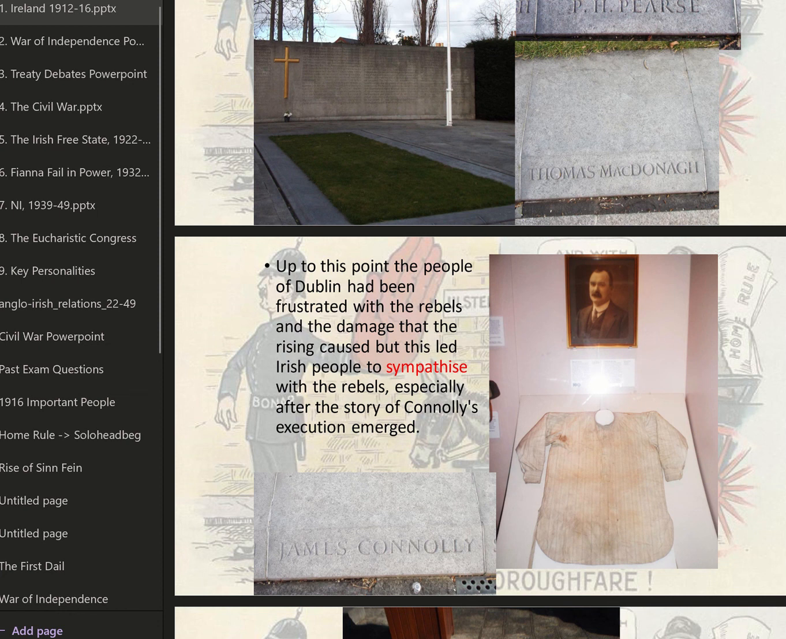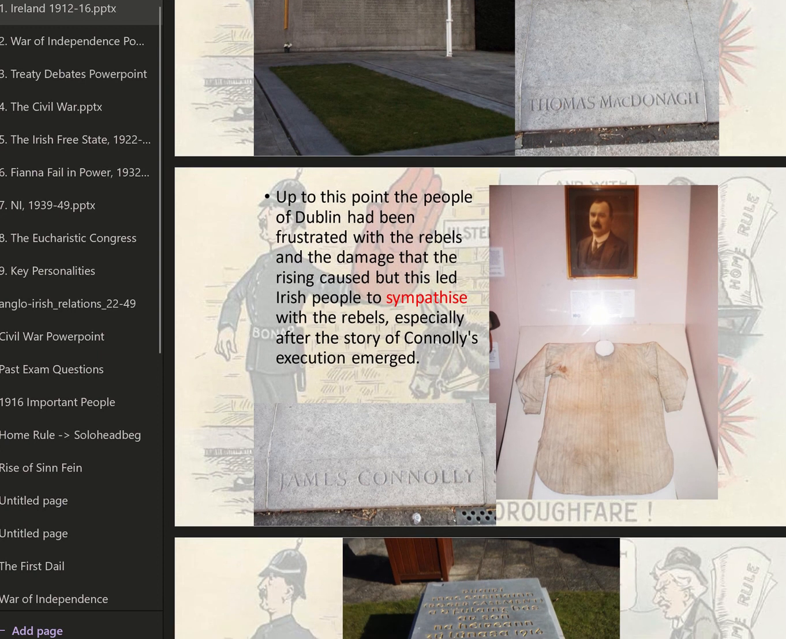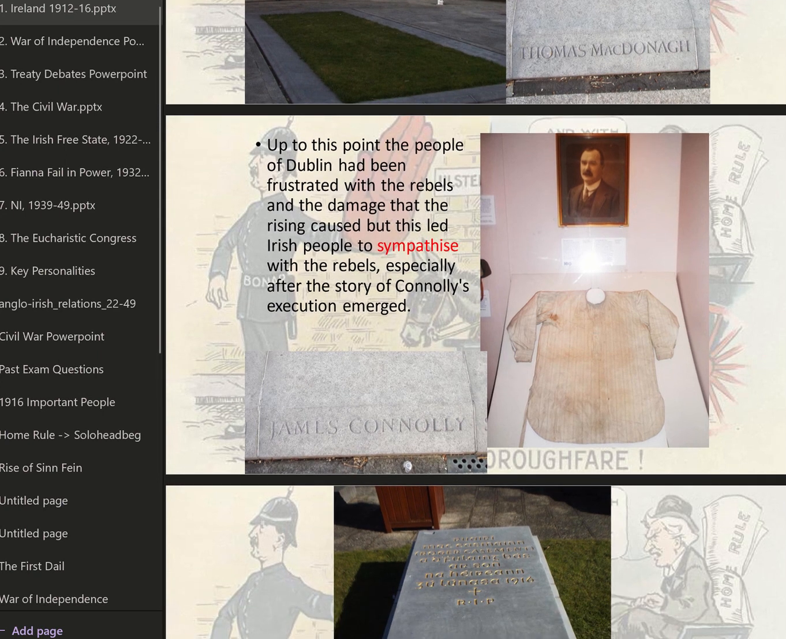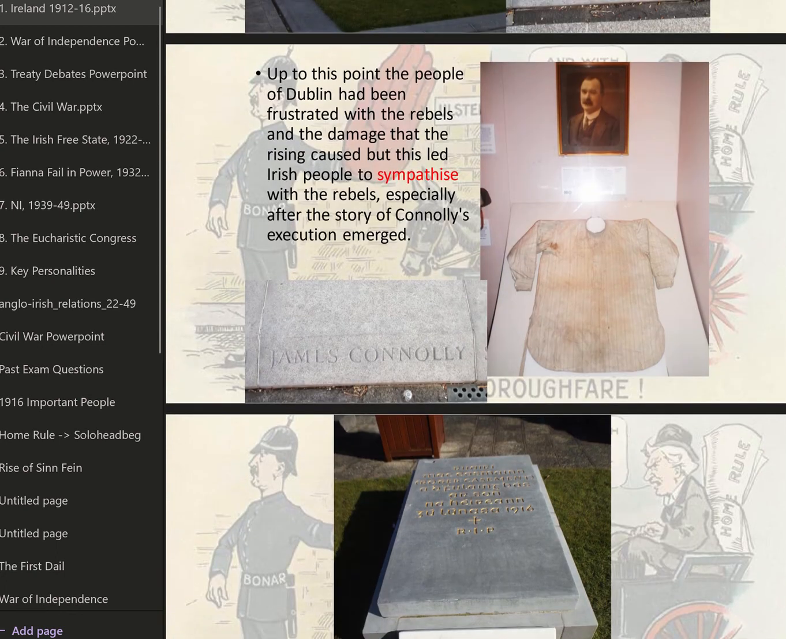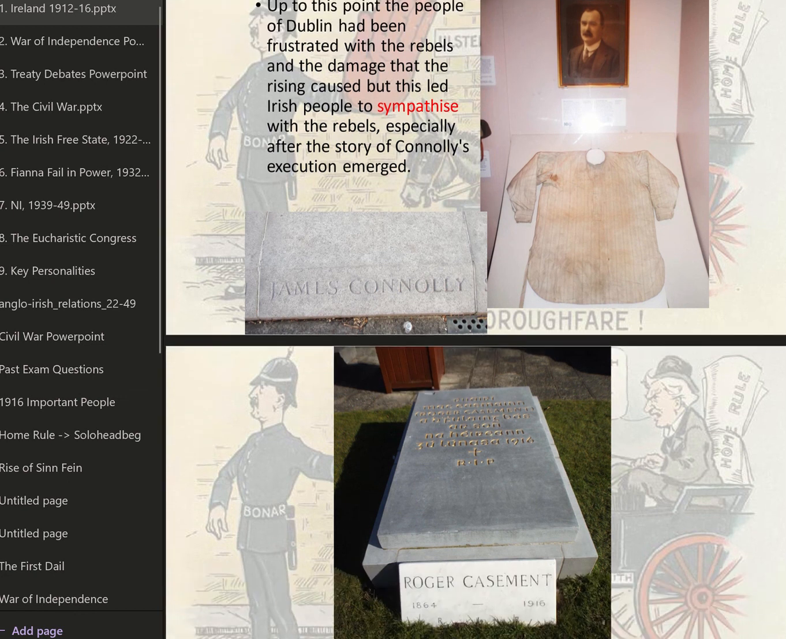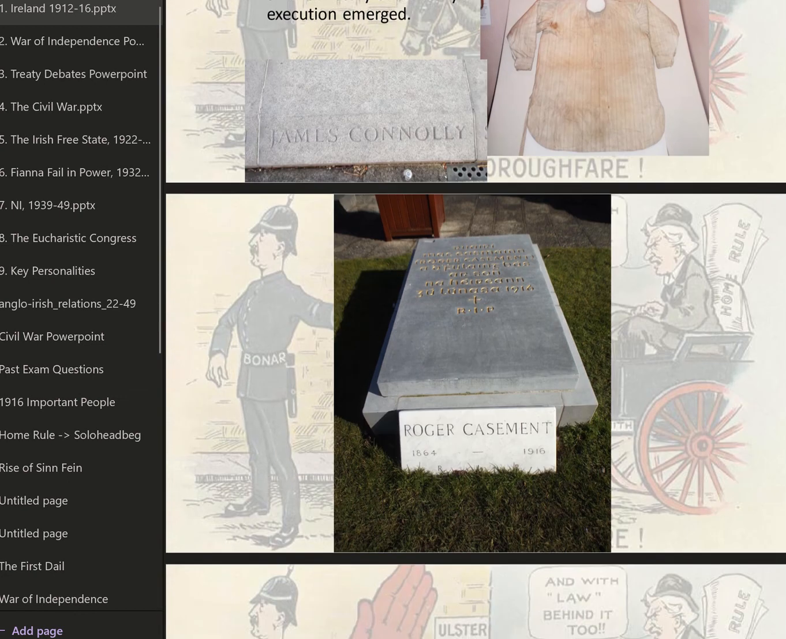Now, up to that point, the people of Dublin had been very frustrated with the rebels and the damage that the rising had caused, but this led Irish people to start to sympathise. They were angry with these people, but then they thought, they're being shot for this, and stories started to come out. So, Joseph Mary Plunkett, for example, getting married the night before and getting no time with his wife. Stories like that came out, and it resonated with Irish people. And suddenly they started to think, maybe these men had an idea. Maybe this is kind of a wake-up call for Ireland.